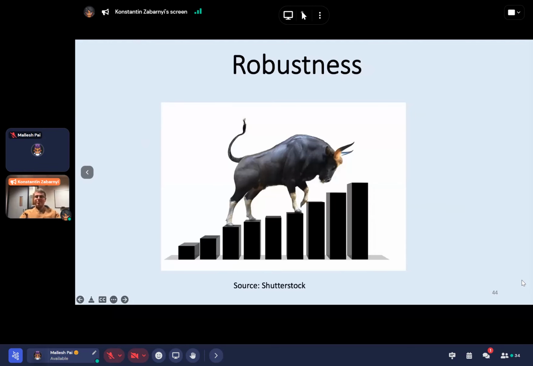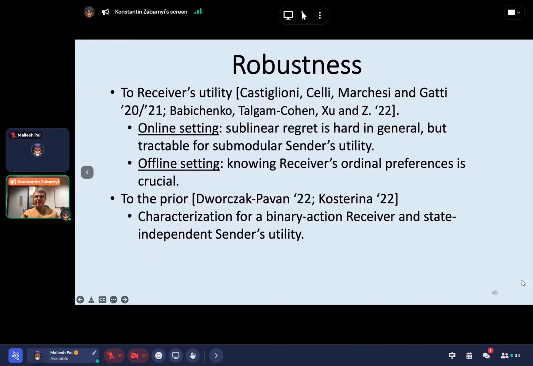And now let's conclude this part by mentioning some robustness notions. So there is plenty of study of robustness. We'll just mention two of them. So there is robustness to the receiver's utility, which you can either study in an online learning setting, trying to minimize the regret over many iterations. And it turns out that getting sublinear regret is computationally hard in general, but it's tractable when the sender's utility is submodular. And also you can try to minimize the regret in a single-shot game over just one iteration.